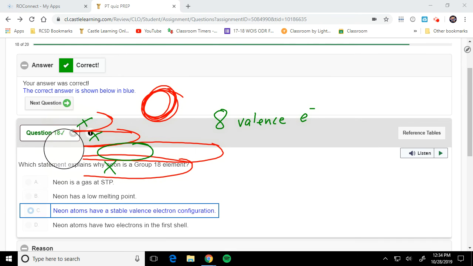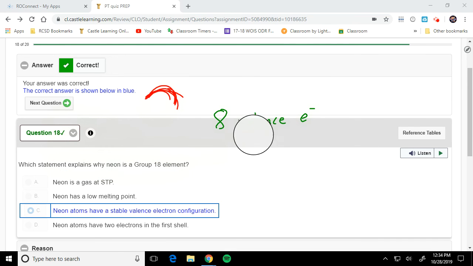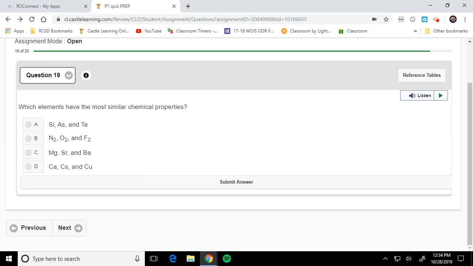So we need to know, again, the definition of our families, which makes noble gases helps me answer that. Definition of noble gases: full valence shell, not reactive, they're very snooty.